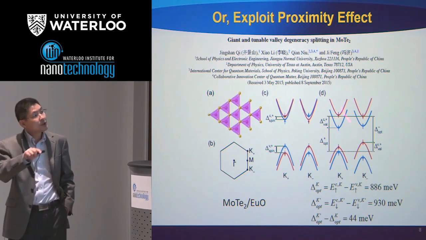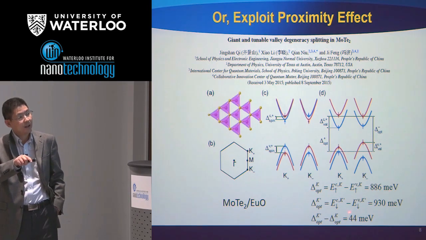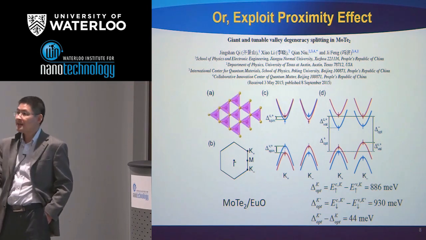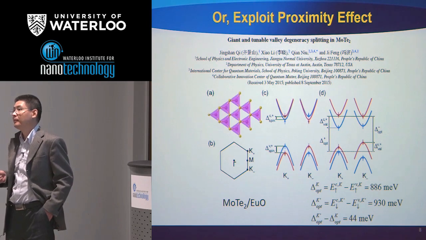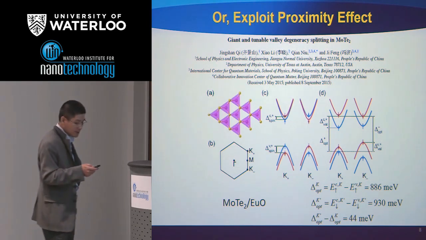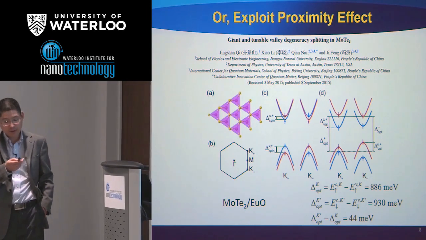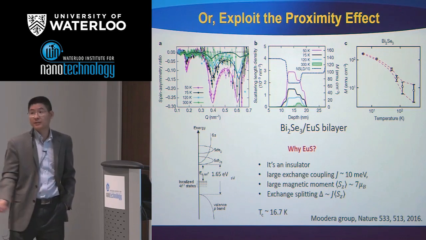And according to their calculation, they get a valley energy splitting of up to 44 meV. So that's actually equivalent to a magnetic field of 220 Tesla. All right. So indeed, at least theoretically, this proximity effect works. In fact, proximity effect is nothing new.